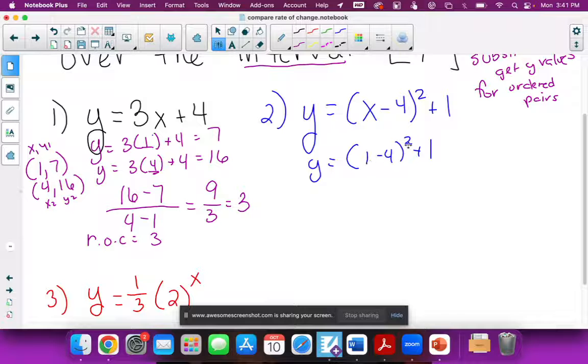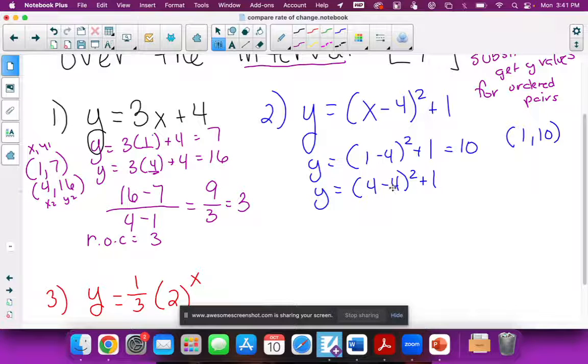So that's negative 3. Don't forget that when you square a negative, you get a positive. So this should equal 10. So my first ordered pair is 1 and then 10. Right? 1 minus 4 is negative 3. Negative 3 squared is 9, plus 1 is 10. All right, so let's try the next one.